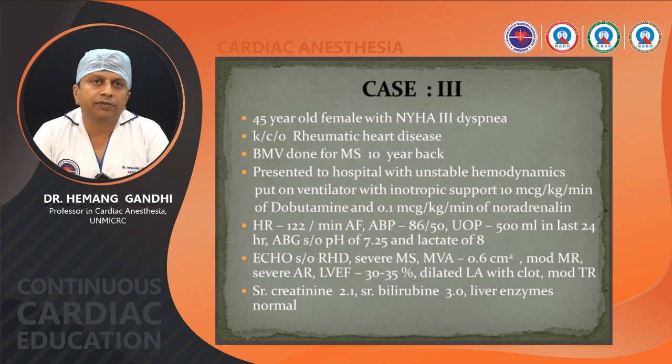On assessment, heart rate is 122 per minute with atrial fibrillation, and blood pressure is 86/50, urine output of 500 ml in the last 24 hours with ABG suggestive of pH of 7.25 with lactate of 8. Echo suggestive of rheumatic heart disease with severe MS and mitral valve area of 0.6 centimeter square, moderate AR and moderate MR, with ejection fraction of 30 to 35% with dilated LA and clot, and moderate TR, with creatinine of 2.1 and bilirubin of 3, and liver enzymes are normal.